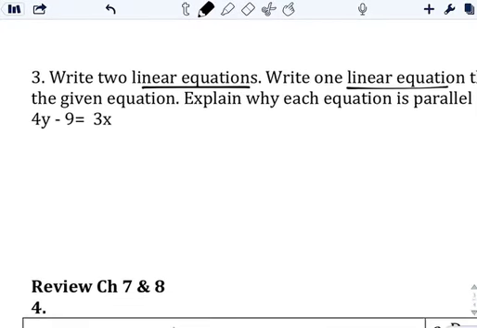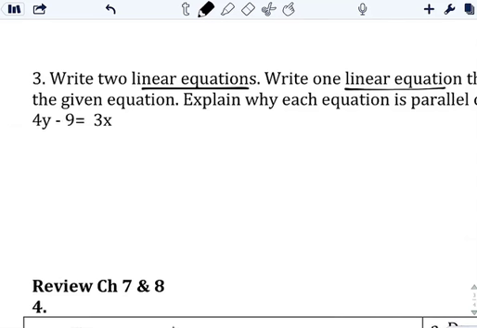So, what did you have to do to this equation first? You had to add 9x.